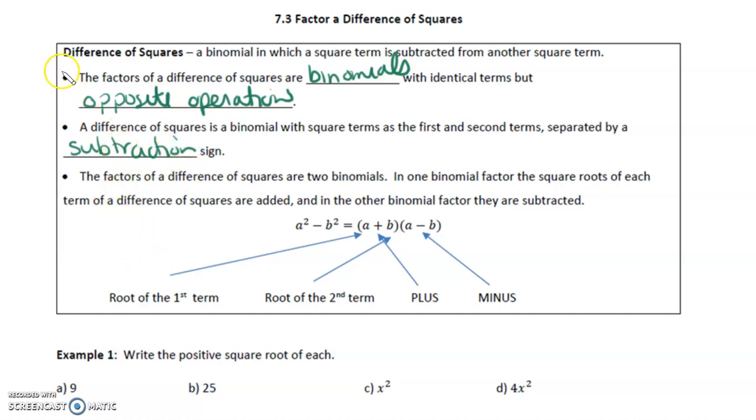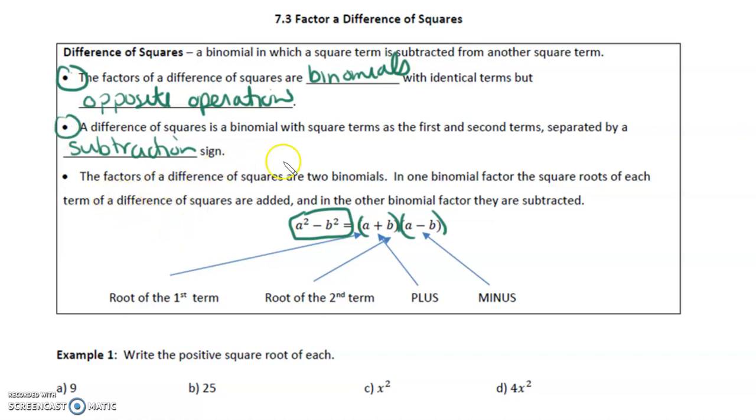Okay, so in other words, when we take a look at this, what this means is the factors are binomials. So if we look down here, here's the example. Okay, so it is a plus b, so that's a binomial, two terms. And then a minus b, that's a binomial, two terms. Okay, and they're separated by one has a plus sign and one has a minus sign, right? Opposite operations. Okay, when that's actually expanded, we get this. A term squared minus a term squared.